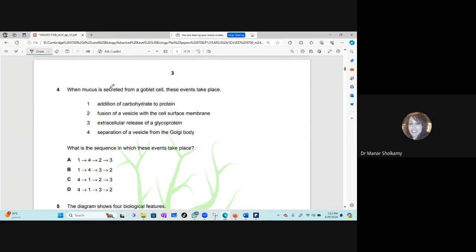4. When mucus is secreted from a goblet cell, these events take place. 1. Addition of carbohydrate to protein, 2. fusion of a vesicle with the cell surface membrane, 3. extracellular release of a glycoprotein, 4. separation of a vesicle from the Golgi body. What is the sequence in which these events take place? What's the first thing that happens? 1, then 4, then 2, and then 3. You are correct. It is A. Because first we will do the modification, and then the vesicle will be separated from the Golgi body, and then it will bind with the cell surface membrane, and it will be released.